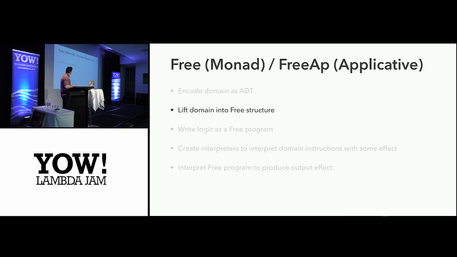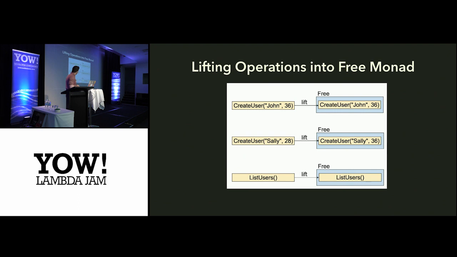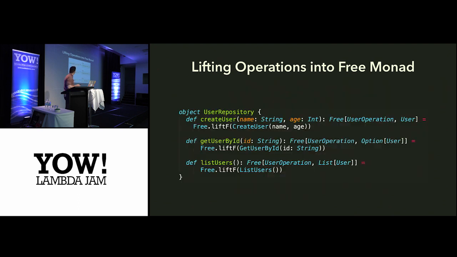Now, the next thing that we do is we lift this domain into a free structure. And this was this operation. So we're taking the yellow boxes and we're putting them in the blue boxes. And what this looks like is something like this. We have this Free.liftF, and then we put the actual create user into that box. And we have the return type now of Free, parameterized on user option, returning user.